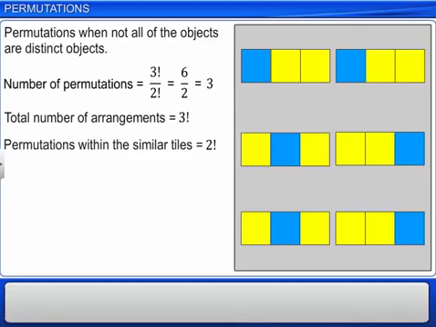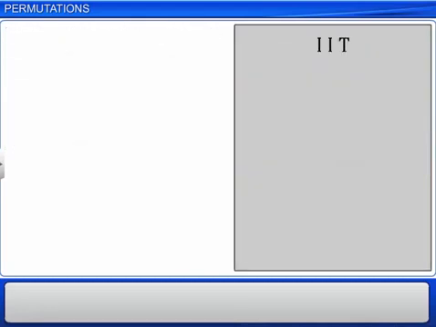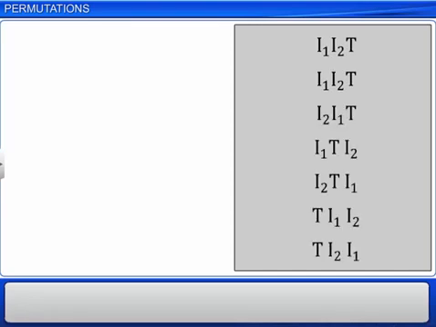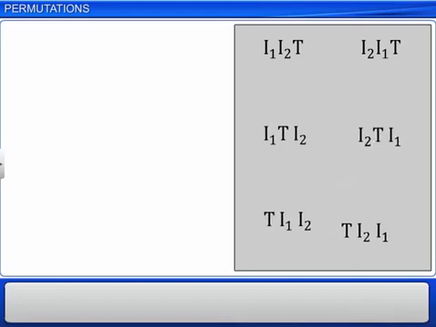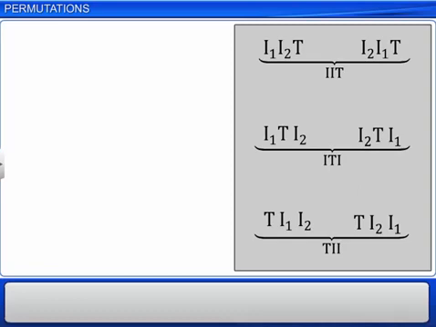Let's consider another example. Let us find the number of different words that can be formed with the letters of the word IIT. Let's mark the 2 I's as I1 and I2. The possible permutations are as shown. If we ignore the subscripts, the arrangements look like 3 words. Observe that every similar pair of words is formed with 2 different permutations of the 2 I's in the word. Therefore, the number of permutations is equal to 3 factorial divided by 2 factorial.